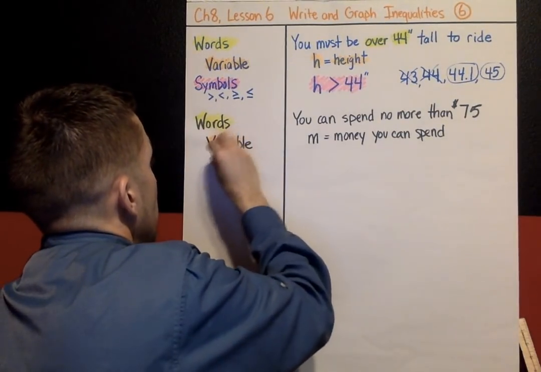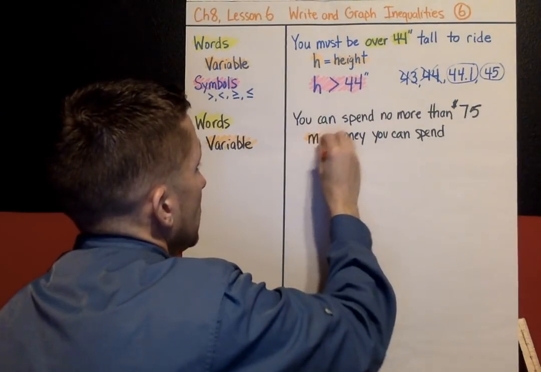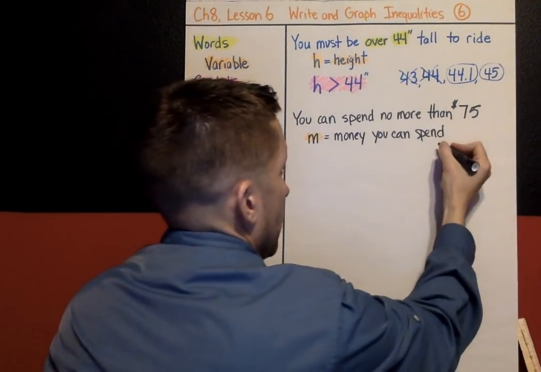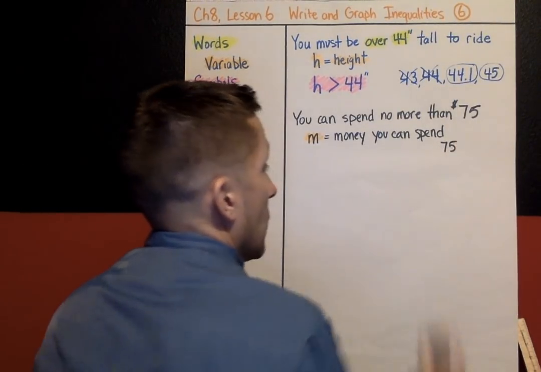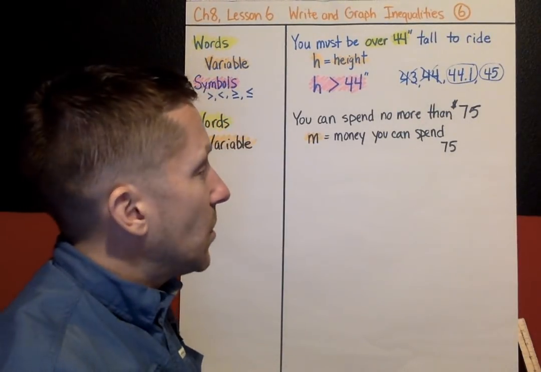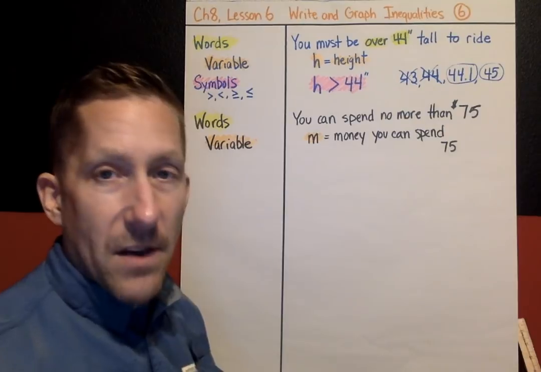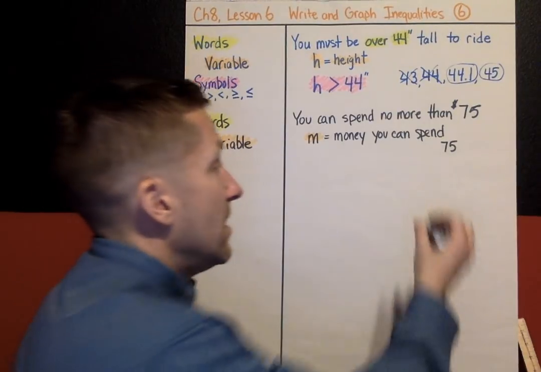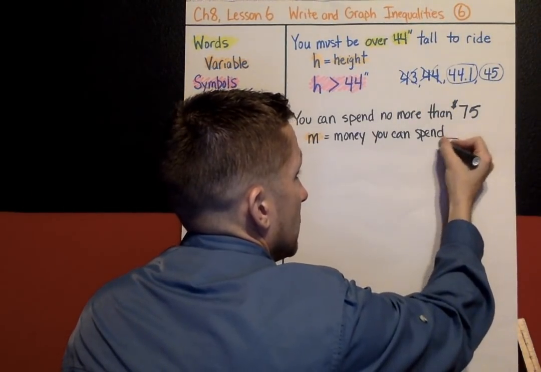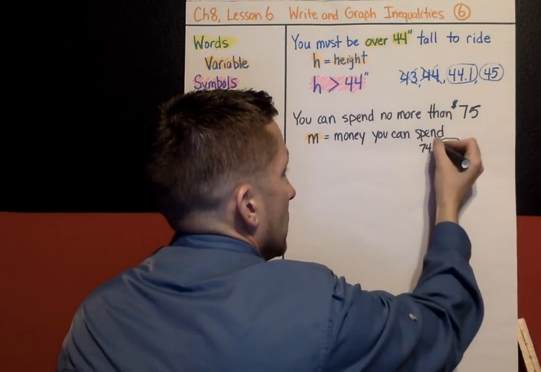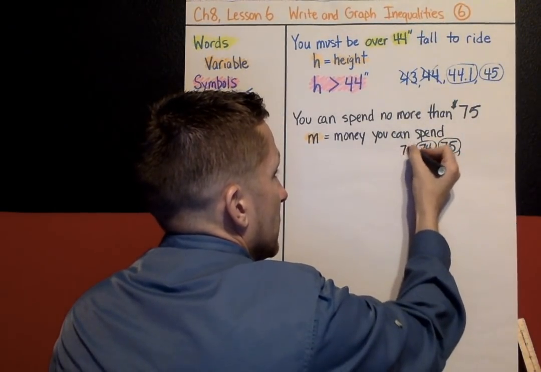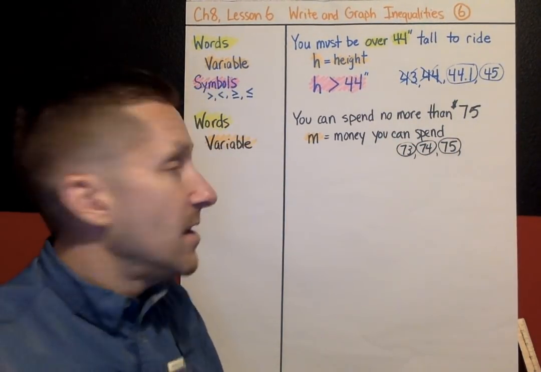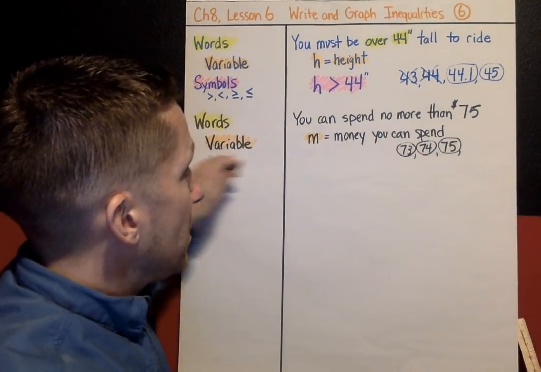Okay, so we've got our variable. Now we're going to start thinking about numbers, specific numbers. Can you spend $75? So is 75 okay? If your total came to exactly $75, would that be all right? Yes, it would be, because you have $75. You can spend no more than 75. So 75 is good. Could you spend 74? Well, sure, you'd get some change back. You could spend 73. Everything on down. You could spend $1. You'd get a bunch of change, but you can spend 75 and everything this way.